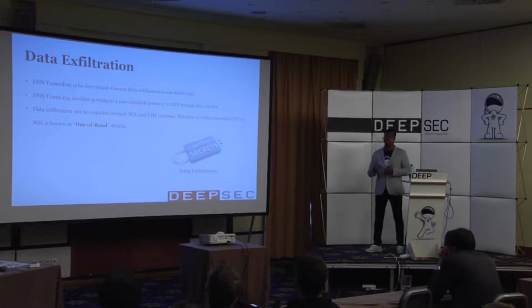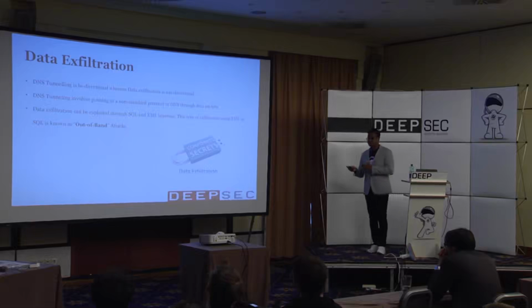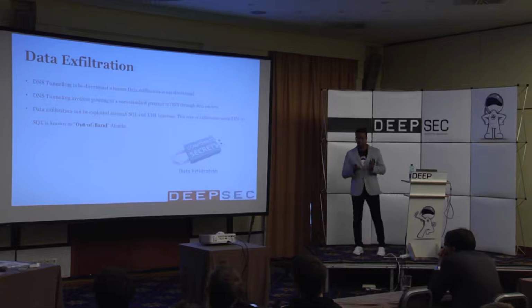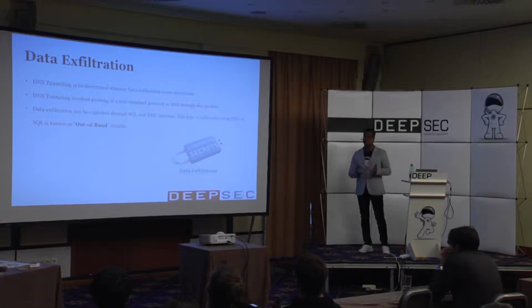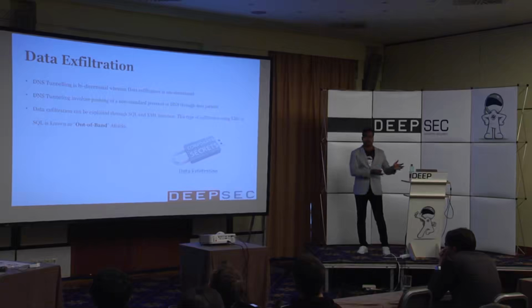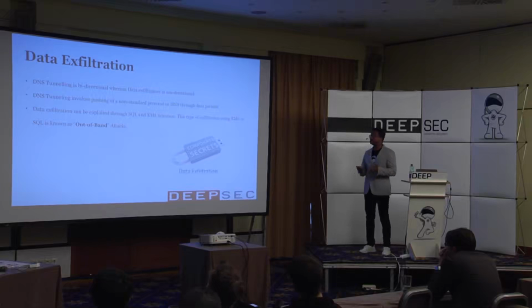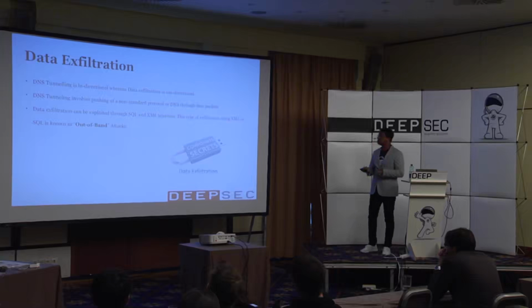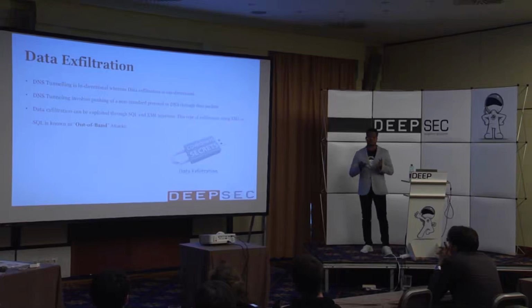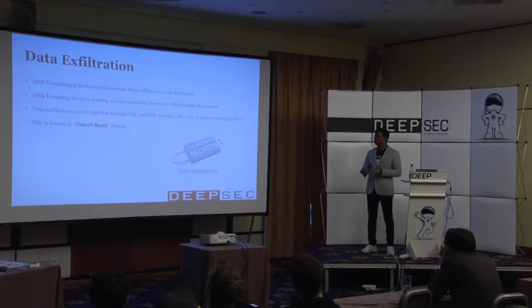So the basic difference between DNS tunneling and DNS exfiltration is that DNS tunneling is bidirectional and DNS exfiltration is unidirectional. So when you are tunneling, you are sharing the data between two different computers. But when you're exfiltrating data, it's from the organization to the attackers, and it's only one way. And DNS tunneling involves a non-standard kind of protocol. And when you are exfiltrating data using something like SQL attacks or XML attacks, it is known as out-of-band attacks.